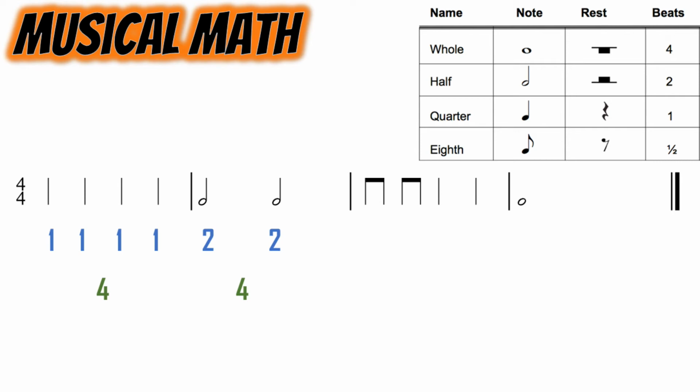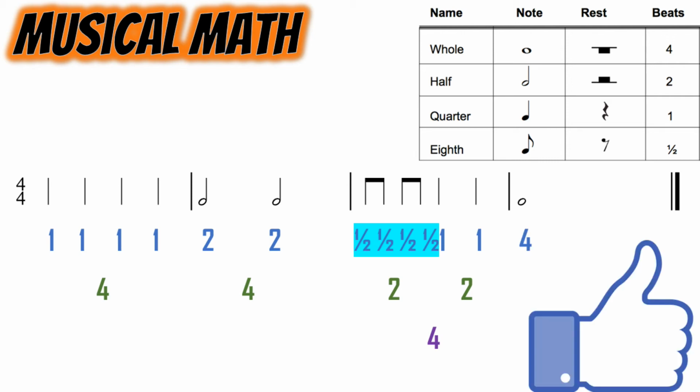In the third measure, we have 4 1/8 notes. So each of those will get half a beat. And then we have 2 quarter notes. Those will get 1 beat each. Our 4 halves will equal 2, and our 2 1s will equal 2. And then we add those together, and that'll equal 4. And in our last measure, we have a whole note. And how many beats is that worth? 4. Looks like we're done with this one.